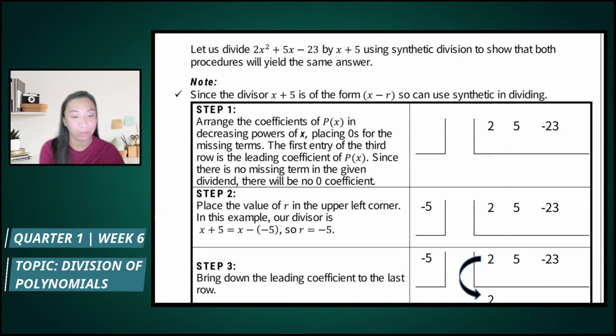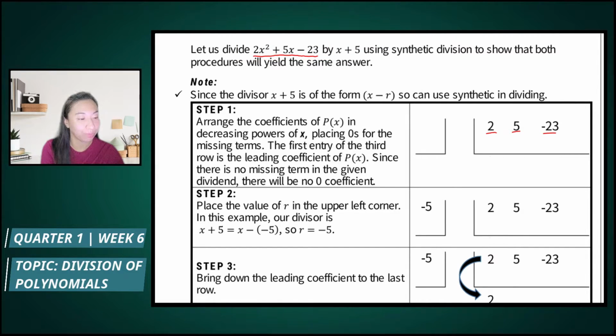On the right side, you can see how you're going to write the given using synthetic division. You're going to write lines, and then on the right side, you're going to write the coefficients of the dividend. Since our dividend is 2x squared plus 5x minus 23, the coefficients are 2 for x squared, 5 for x, and the last is the constant, which is negative 23.